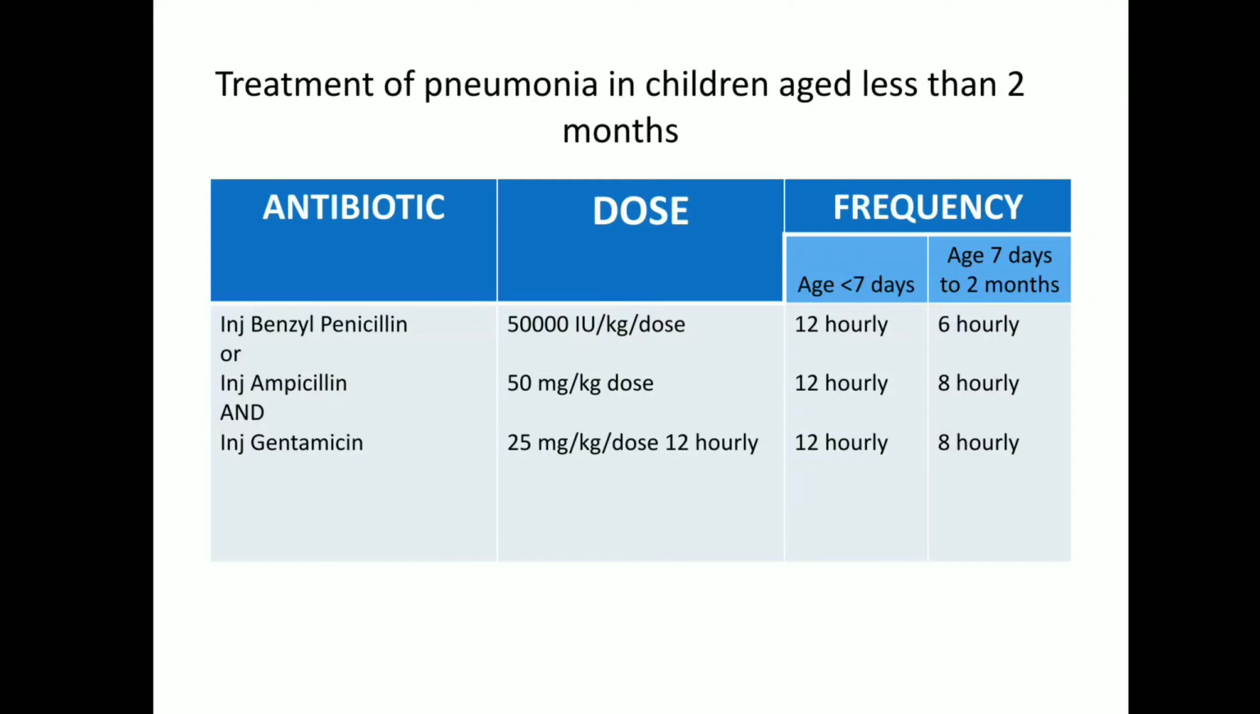If you have started ampicillin 50 mg per kg body weight, if the child age is less than 7 days, we are giving BD dose. If the child age is about 7 to 12 days, we are giving TID dose. If it is gentamicin, we are giving 25 mg per kg body weight 12 hourly in the age group of less than 7 days. If the age of the child is more than 7 days to 2 months, we are giving TID dose.